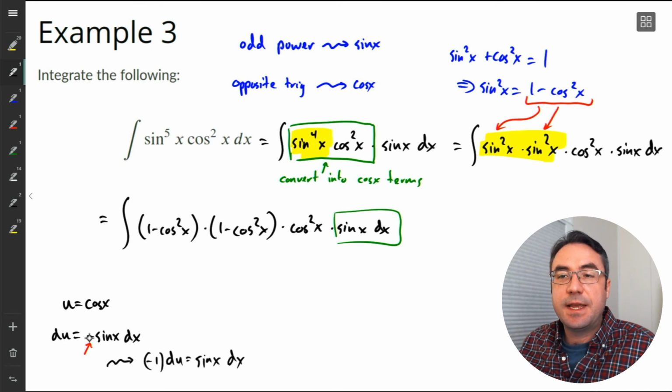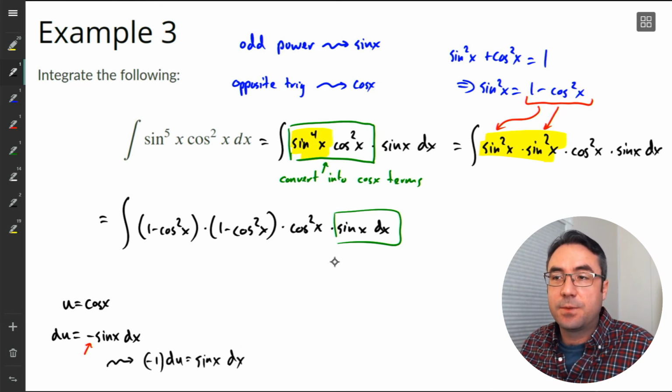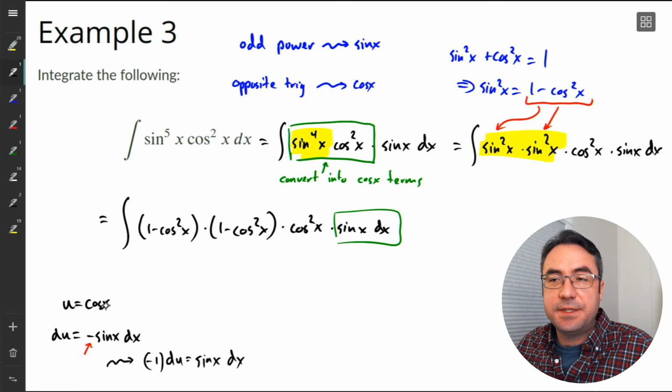So we're just going to take that negative and divide both sides by it. That gives us a negative on the left, so we get negative du is equal to sine of x dx. And that's what we're going to be able to fill in right here. So let's go through now and plug all of these pieces for our substitution in.